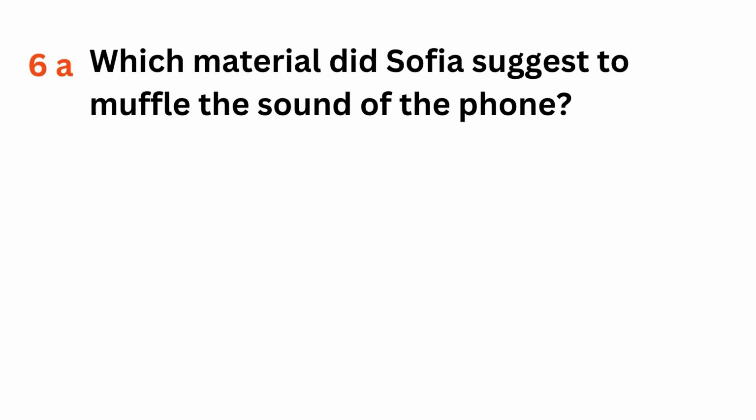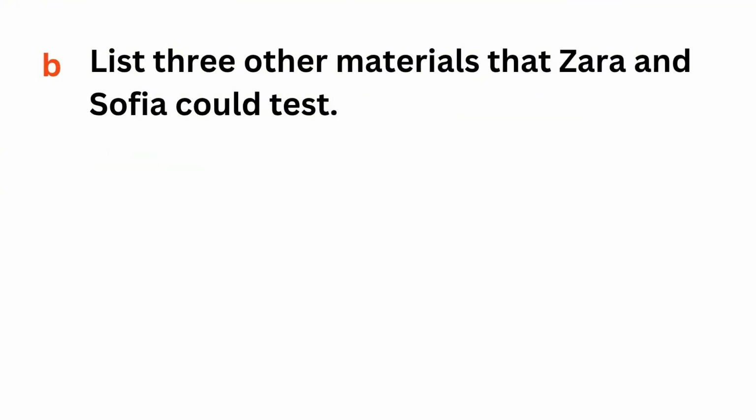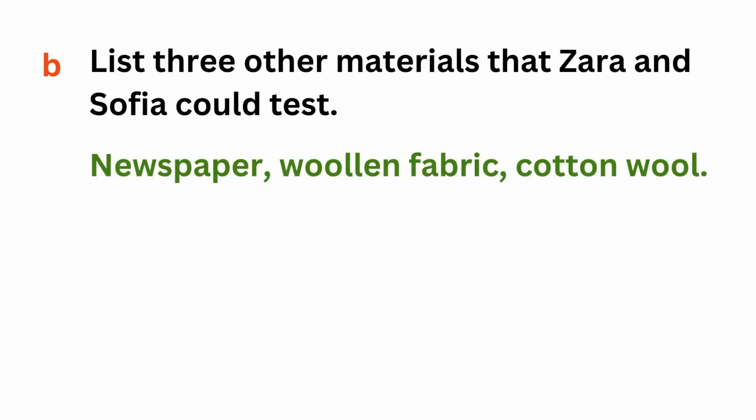Question number 6a. Which material did Sarah suggest to muffle the sound of the phone? Cotton. B. List 3 other materials that Sarah and Sophia could test. Newspaper, woolen fabric, cotton wool.